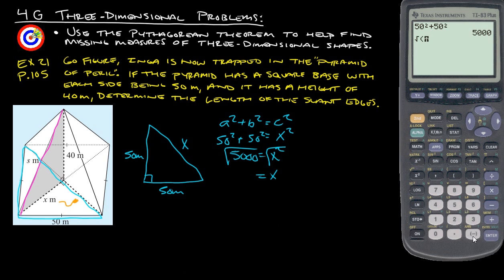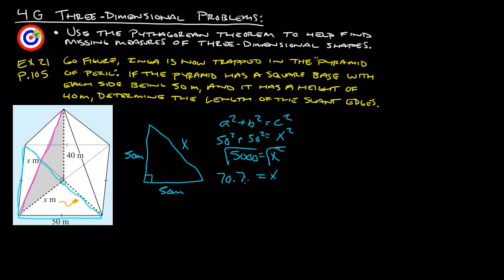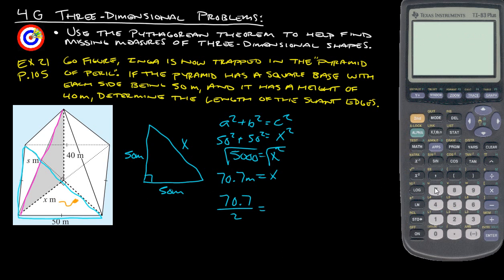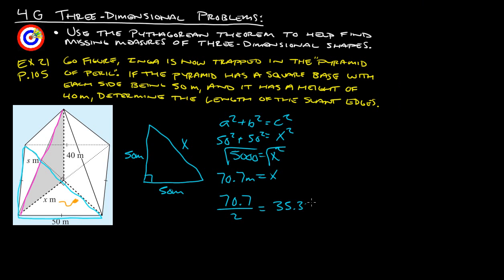Square root of 5,000 is 70.71. Let's just go with 70.7 meters. Alright? So now that's the length of this entire side here. We want to know what just half of that side is to figure out what these pieces are here. So 70.7 divided by 2 gives us 35.35.